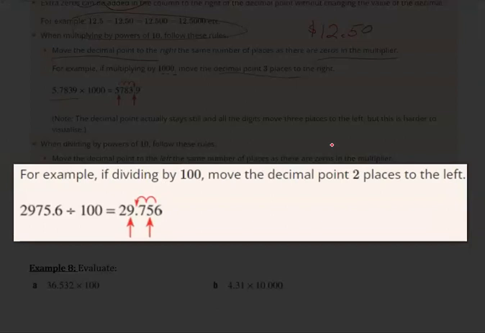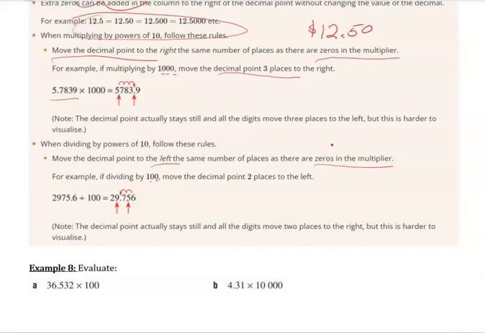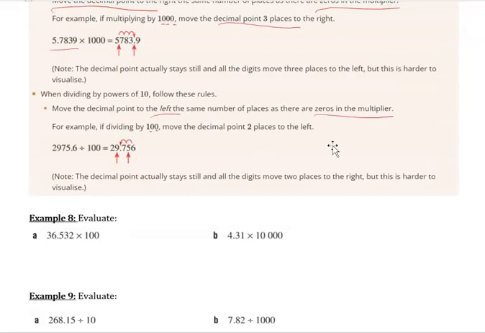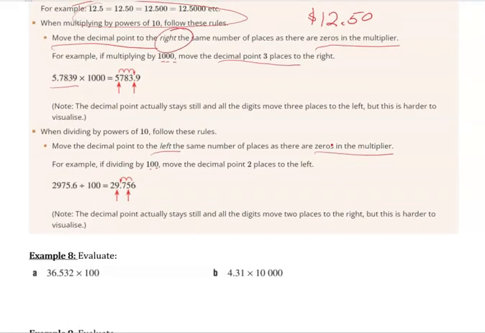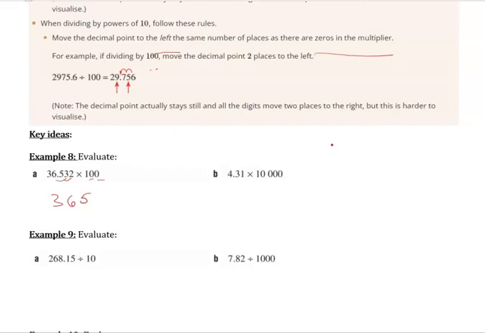If we divide by 100, which has 2 zeros, our decimal point moves back 2 places, or our digits hop across so that it appears the decimal point moves back 2 places. We can check this with a calculator. 36.532 times 100. Times means move to the right. Our decimal point is going to go whoop, whoop, because we have 2 zeros. That gives us 3653.2. We don't need any extra zeros at that point.